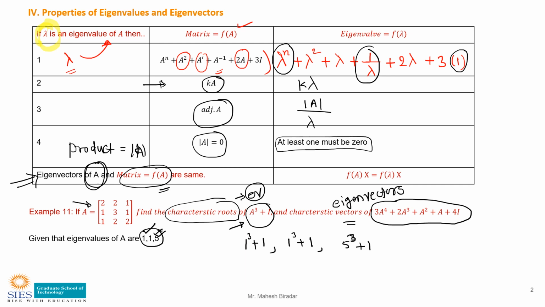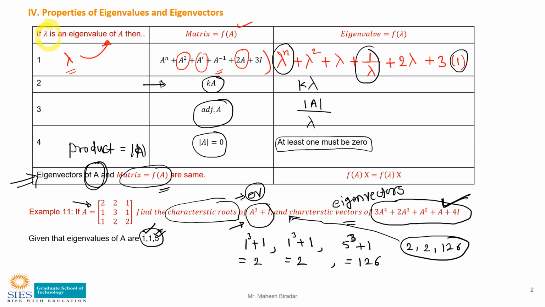Then if you simplify this, you will get here 2, here also 2, and here 125 plus 1, which is 126. So 2, 2 and 126 are eigenvalues of A cubed plus I. Clear? No need to calculate A cubed plus I, and then find the eigenvalues, you will get the same answer. Okay? Clear? So you can save your time.